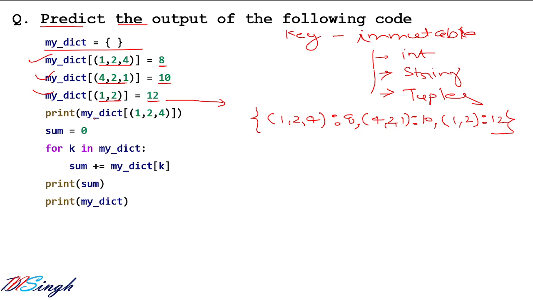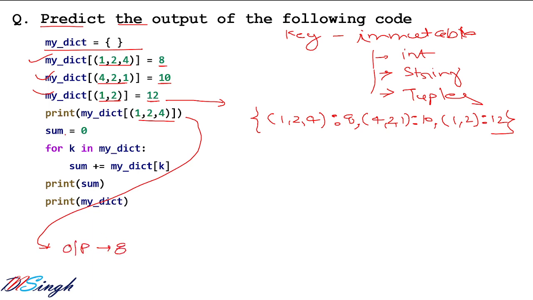Then it says print my_dict of (1, 2, 4). Key means the value at this key. What is the value at (1, 2, 4)? 8. So this print statement is going to print the output 8.